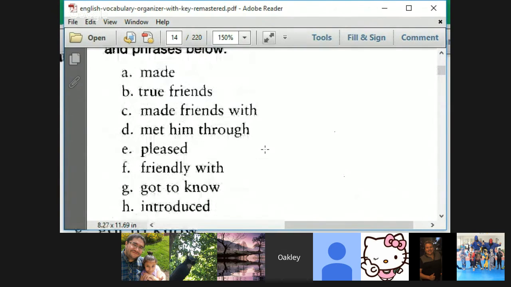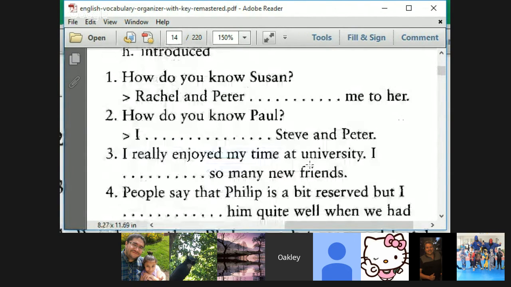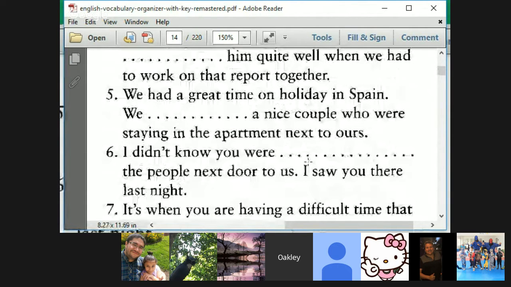Friendly with is the last option. Yeah, it is the last option, and that's the right option. I didn't know you were friendly with the people next door to us. Okay, this is a common phrasing, and it's kind of strange, but it's a good example because I wouldn't say, are you friendly with Bob and Jan? I would say, are you friends with Bob and Jan? It's a kind of strange construction because we only use it with a negative. Oh, I didn't know you were friendly.